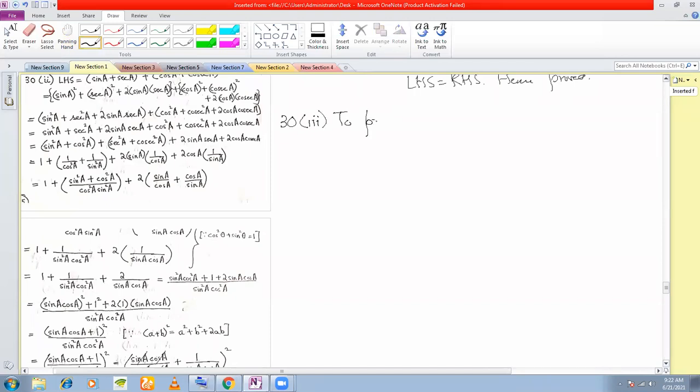To prove here, we have tan A plus sine A divided by tan A minus sine A is equal to sec A plus 1 divided by sec A minus 1. We start from the left hand side.